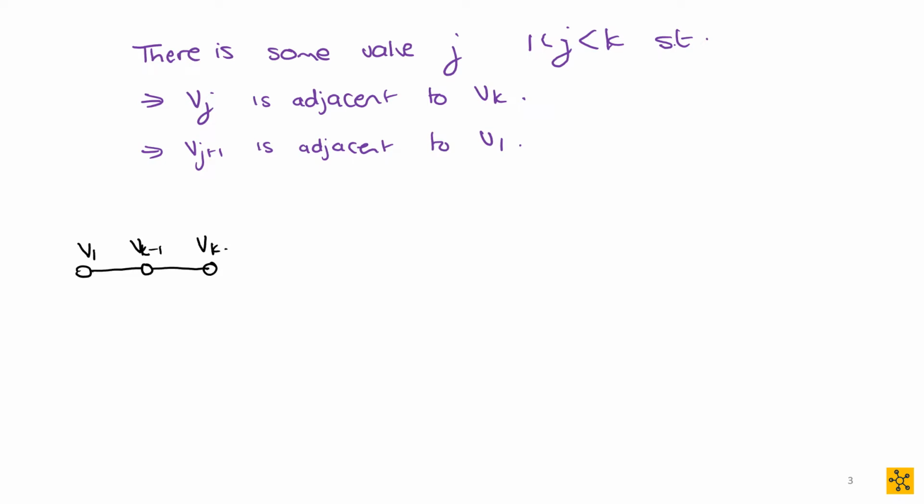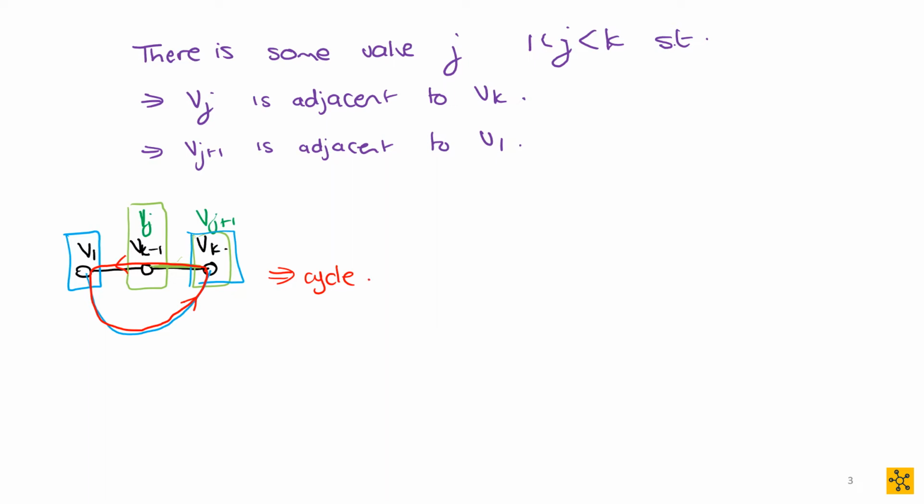Now it's saying that there is some J such that Vj is adjacent to Vk, and Vj plus 1 is adjacent to V1. So this is technically Vj, and this is Vj plus 1. And what it's saying is, okay, Vj is adjacent to Vk, which is true here. We have that kind of edge. But it's also saying that V1 is adjacent to Vj plus 1. In other words, it's got an edge connected to Vk. And you can see the moment we drew in that edge, you can actually see the cycle pretty clearly. So there you have your cycle.